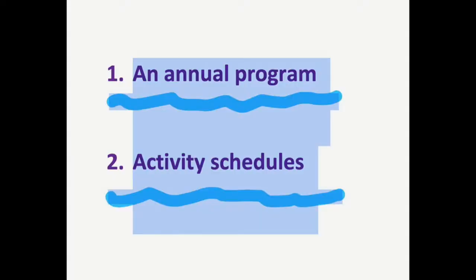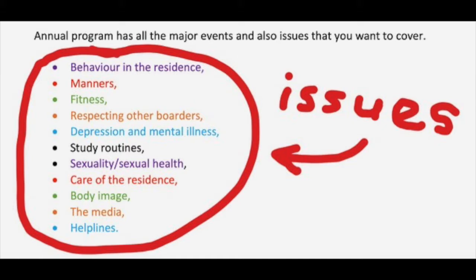The annual delivery plan is based on these things, and it's generally in 2 parts, an annual program and then activity schedules. The annual program has all the major events, and then it also covers the issues that you want to cover during that year. So it might cover things like behaviour in the residence, manners, fitness, respecting other boarders, depression and mental illness, study routines, sexuality and sexual health, care of the residents, body image, the media, helplines, all of those sort of things.